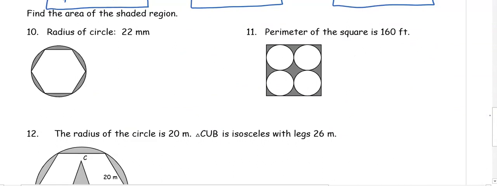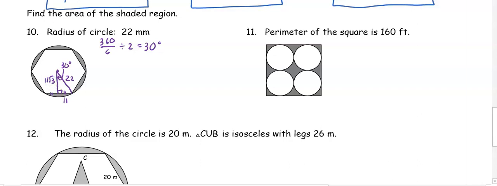Now we're going to find the area of the shaded region. So in number 10, we have a circle with a hexagon inside it. So we know that the radius of the circle is 22 degrees. We also know that because it's a hexagon, when we do 360 divided by 6 divided by 2, we get the angle at the top is 30 degrees. So we have our special right triangle where the side is bisected, and that's the S side. Half of 22 is 11, which makes our apothem 11 root 3.